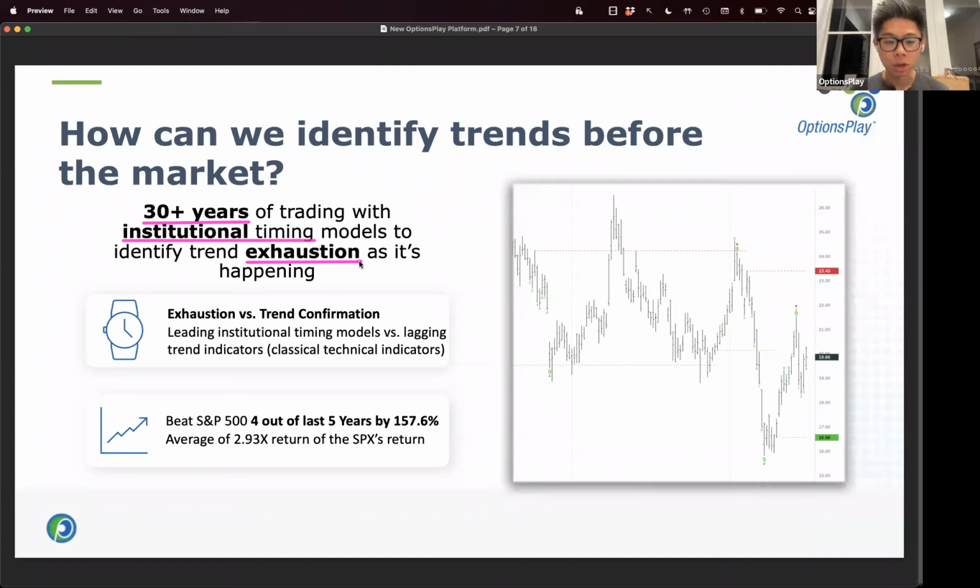What does trend exhaustion mean? Trend exhaustion refers to when a stock or an asset is near the end of an individual trend and is simply in the process of starting to reverse. And what you can see here are identifications of when that trend is reversed or when the trend is going to reverse in real time, and identifying those turns, because those are the opportunities that we are looking for.